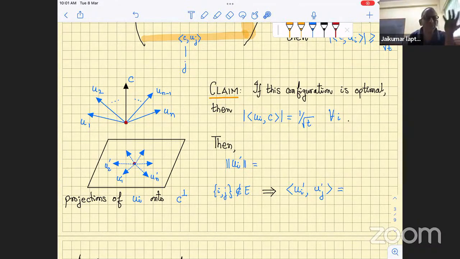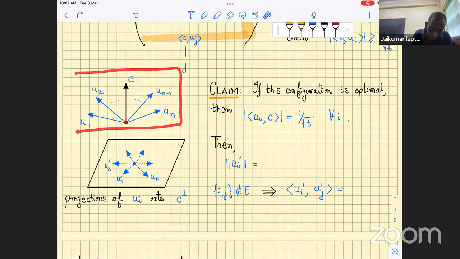So I would like you from now on to think of the picture like this, which is what I have been drawing, but all the vectors will have a positive tendency towards C. Yeah, they could have been in the other direction, but we'll not allow that. Okay. So let's assume that somebody has given us an optimal configuration like this. Now, you see, all of them are achieving the same dot product on C.